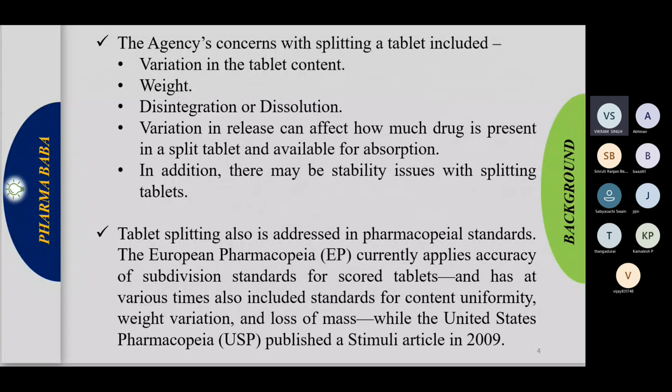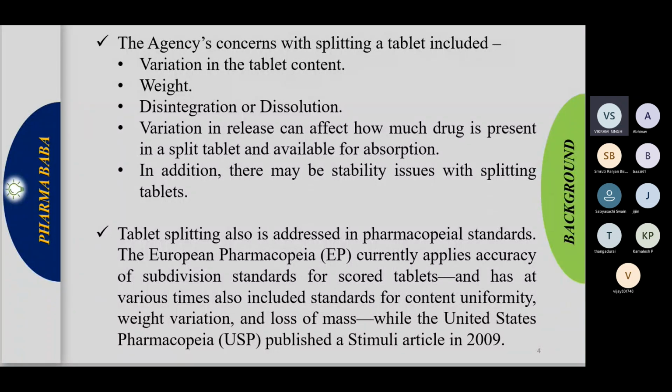So the agency's concerns with splitting a tablet are included. So what are the agency's concerns? Variation in tablet content. They think that if some criteria are not laid down for the scored tablet, then when a person splits the tablet, variation in the tablet content may occur. The weight of the tablet, if it is not properly split, may differ. The split tablet's disintegration pattern and disintegration time may differ, and the dissolution, which is dependent on the disintegration, may also differ.